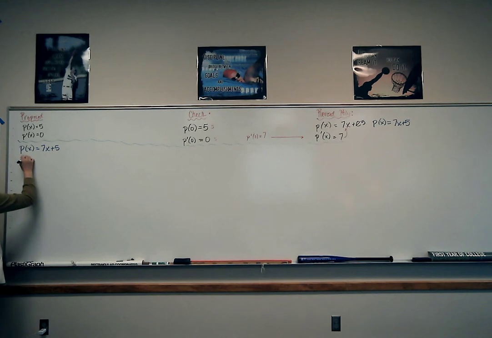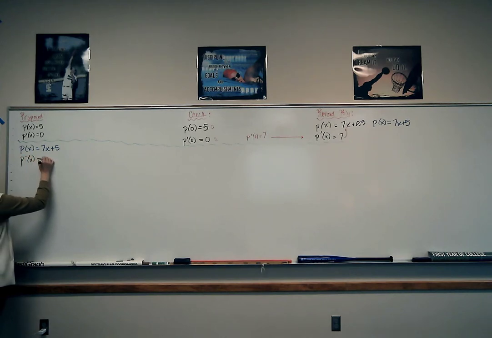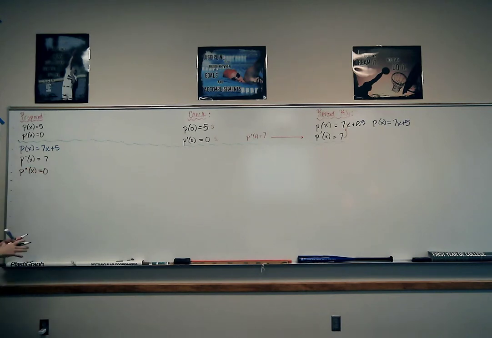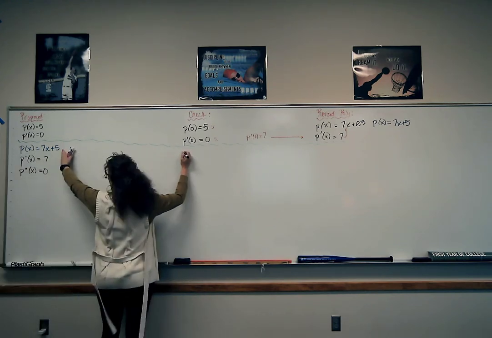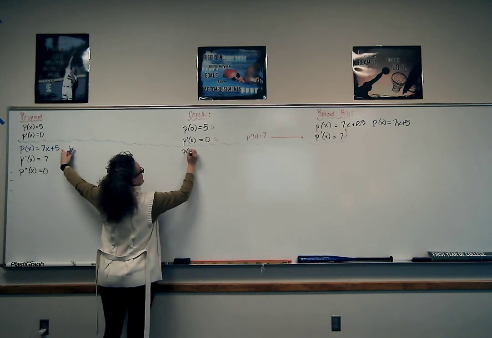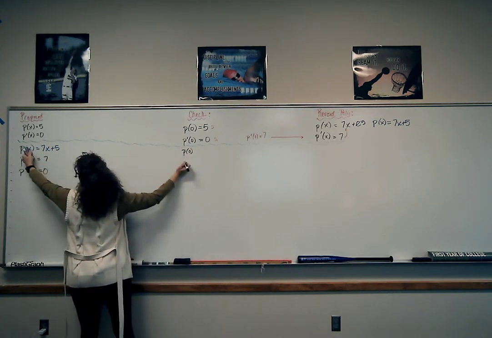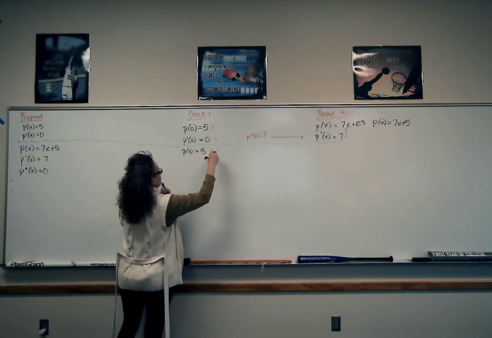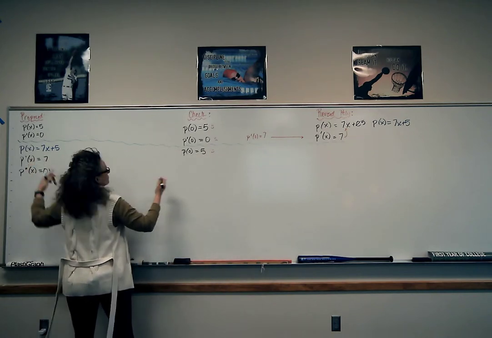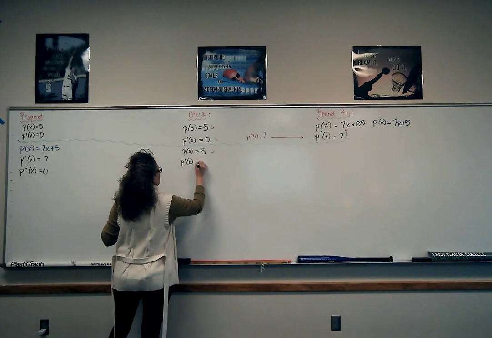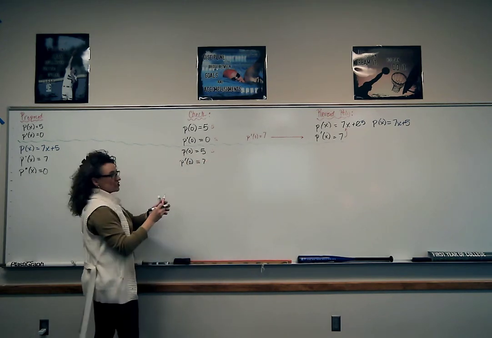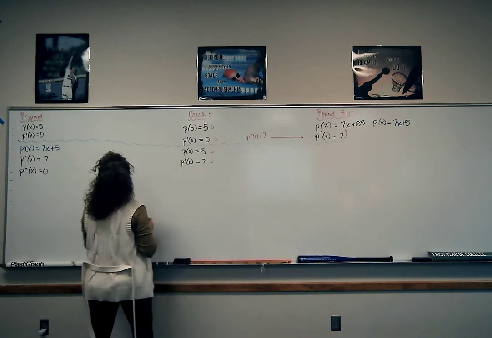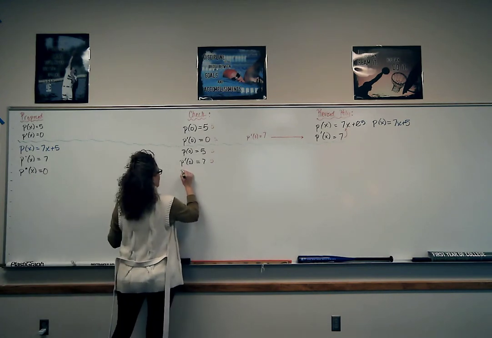First derivative, p prime of x equals 7. P double prime of x equals 0. Let's check them. Let's take our original polynomial and let's sub in 0. So p of 0 equals 7 times 0 plus 5. Yes. That's good. Sub in 0 to your derivative. So p prime of 0 equals 7. Does this match our facts? Yes.